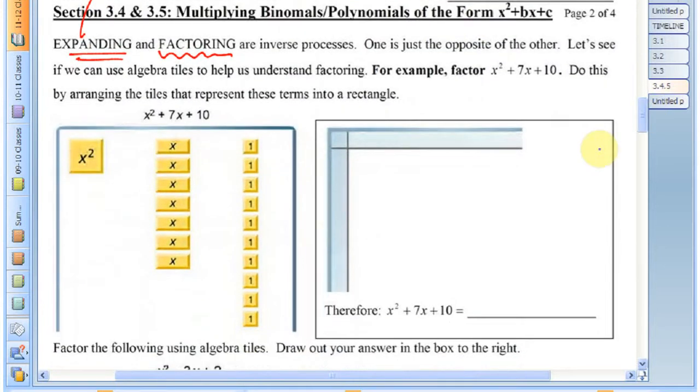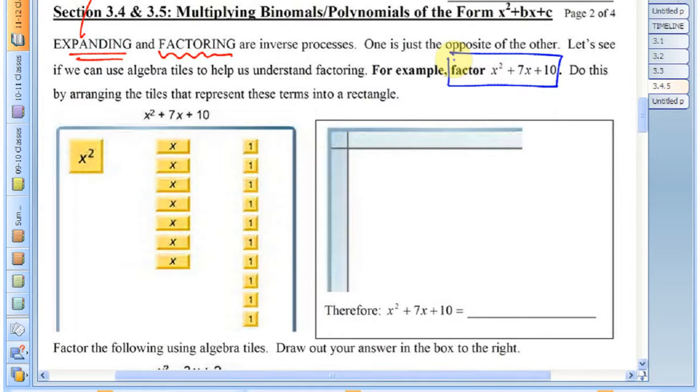Okay, here's the question I have for you. Factor x squared plus 7x plus 10. Okay, that's the question I have for you. Now, let's do this with visuals first. Okay, I'm not going to give you the algebra tiles today, but I hope you can visualize it. So what's x squared plus 7x plus 10? It's one of the big x squareds, seven of those little rods, and 10 little ones, okay?